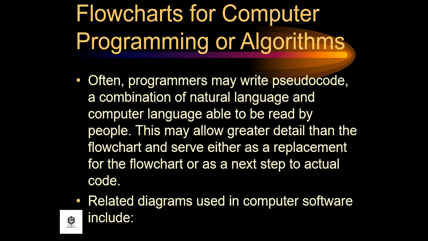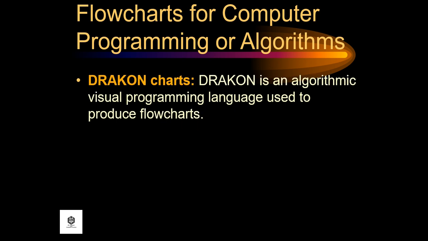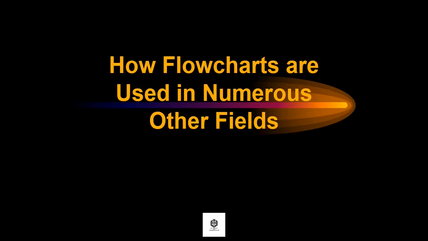Related diagrams used in computer software include Unified Modeling Language, or UML. This is a general-purpose language used in software engineering for modeling. Nassi-Shneiderman diagrams, used for structured computer programming, named after Isaac Nassi and Ben Shneiderman, who developed it in 1972 at SUNY Stony Brook, also called structograms. And Drakon charts. Drakon is an algorithmic visual programming language used to produce flowcharts.